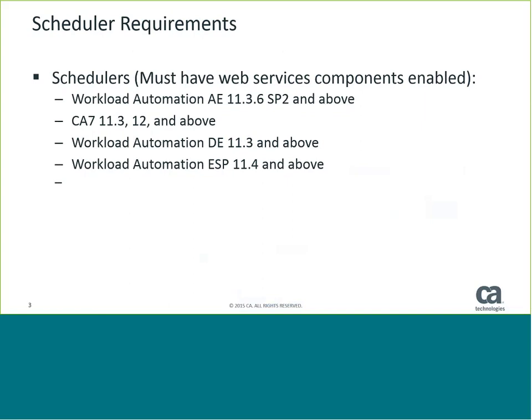In order to use Agent Monitor effectively, you must have one of the following schedulers at the appropriate versions: CA Workload Automation AE 11.3.6 SP2 and above, CA 7 11.3.2 and above, Workload Automation DE 11.3 and above, and Workload Automation ESP 11.4 and above. For each of these products, you must have the appropriate web component installed with the product. That's how Agent Monitor communicates with the scheduler. So make sure that you have these installed.